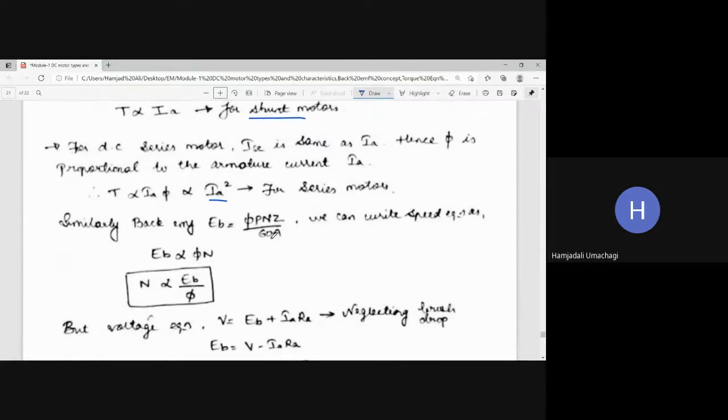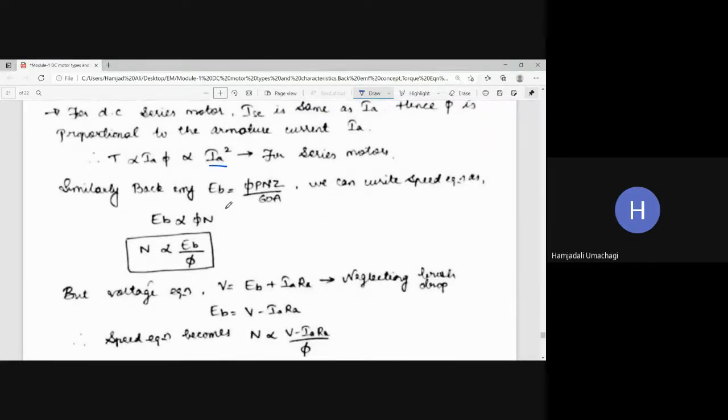Then similarly, back EMF is given by P φ N Z by 60A. From this, which parameters are constant? Z is constant, P is constant, 60 is constant, A is constant. Then I can say that Eb is directly proportional to speed N and flux φ. If you want to separate speed, then N is directly proportional to Eb by φ. This is also very important to explain the speed versus torque characteristics.